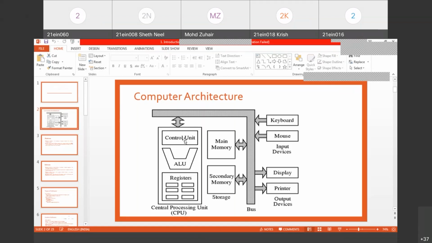Different components like the CPU, memory, and input output devices are connected through a bus. They cannot be individual isolated components; they are interconnected, and they are interconnected using a bus. In layman's terms, a bus is the wires that connect these components with each other. Any doubt? Architecture is clear.